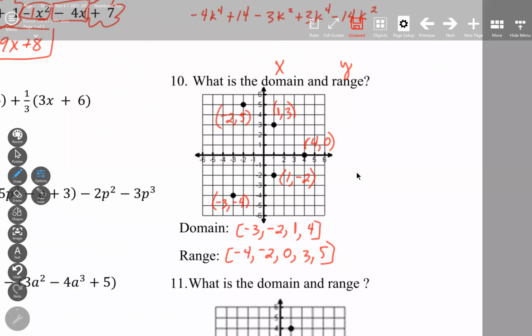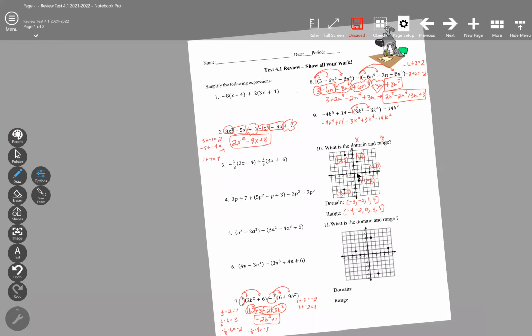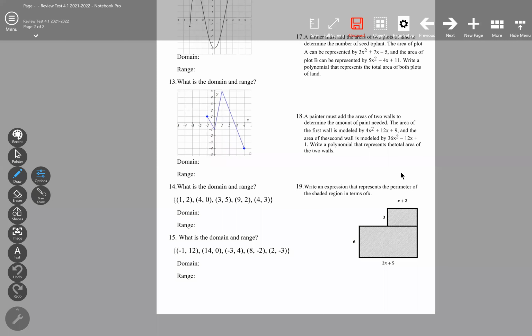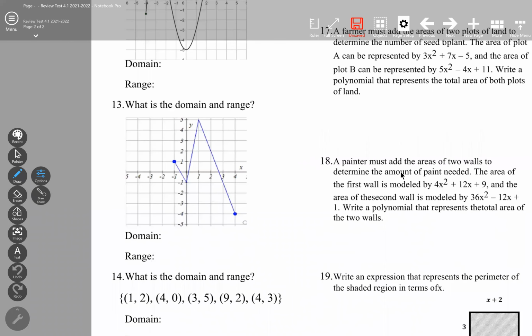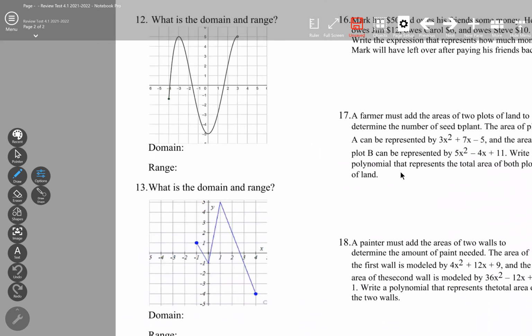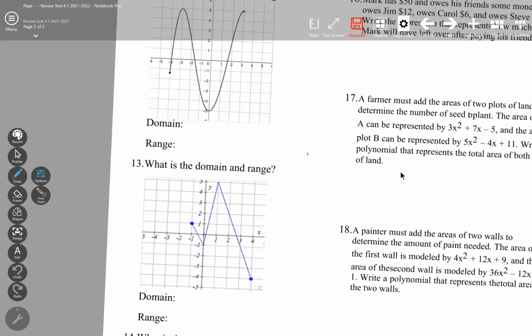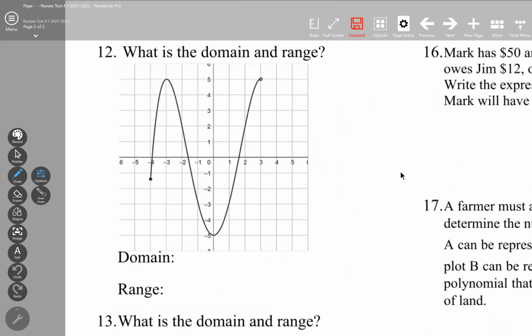Okay, so we got a couple more that we're going to go over. The next one is going to be on the next page. Right here, I'm going to do number 13, and this is going to help you on number 12. All right. Or actually, let me do 12, not 13. 12 is a little bit more interesting here.